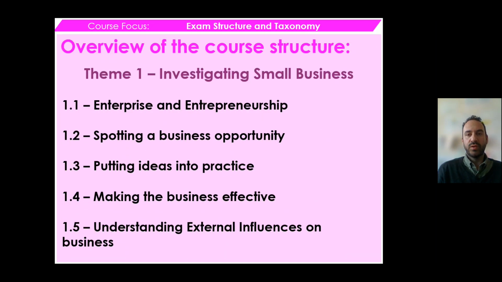Now the course structure of what you will have learned over the last 18 months. 1.1 was enterprise and entrepreneurship. 1.2 was spotting a business opportunity. 1.3 was putting ideas into practice. 1.4 was making the business effective. 1.5 was understanding external influences on business, and that was the end of theme 1. So that is all what paper 1 will cover.